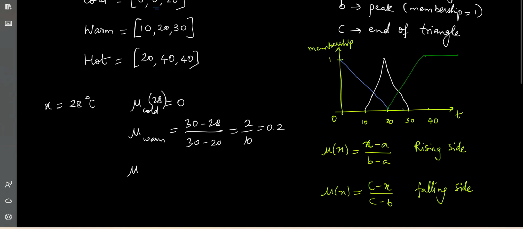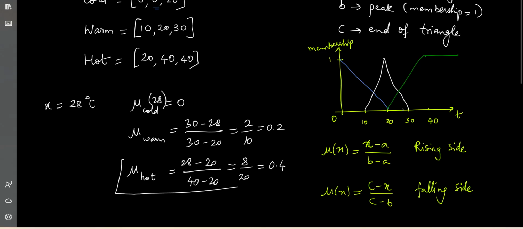And for calculating the hot membership, now from the hot line, it is on the rising side. 28 is on the rising side of that line, if you see the hot. So on the rising side, you have the formula x minus a. X is nothing but 28 minus a. For the hot, a is 20. And upon b minus a, b is 40, a is 20. So that's how it comes out to be 8 upon 20, which is 0.4.